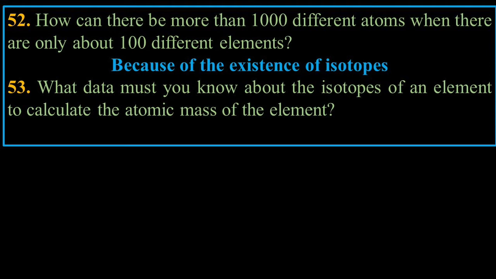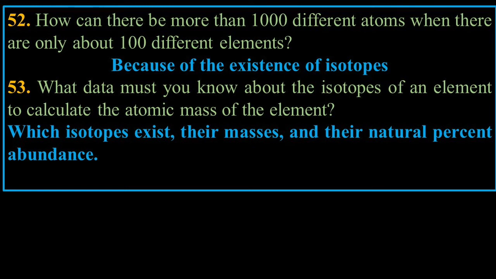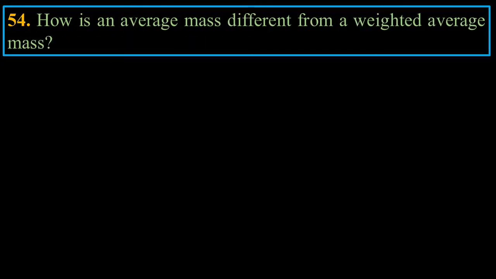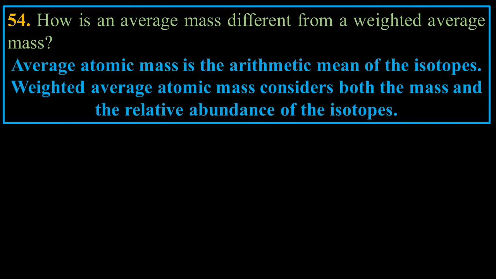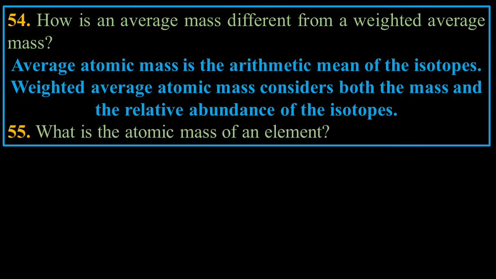What data must you know about the isotopes of an element to calculate the atomic mass of the element? Which isotopes exist, their masses, and their natural percent abundance. Next, how is the average mass different from the weighted average mass? Average atomic mass is the arithmetic mean of the isotopes. Weighted average atomic mass considers both the mass and the relative abundance of isotopes.